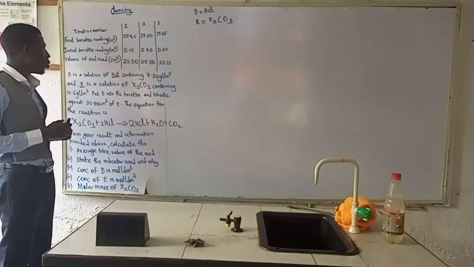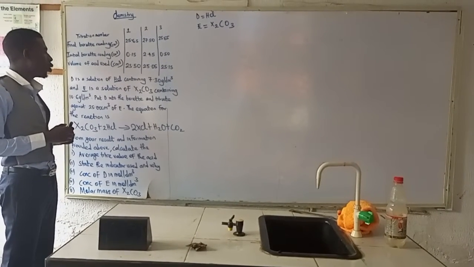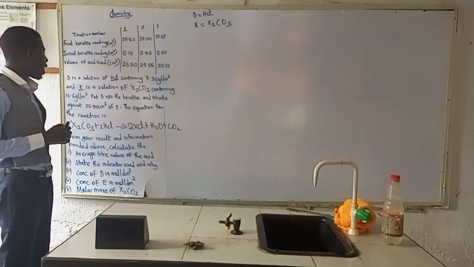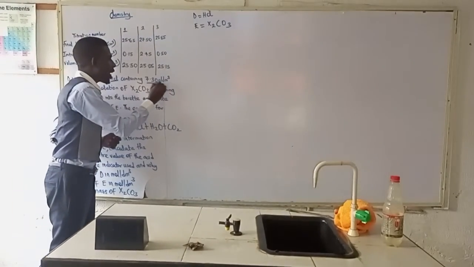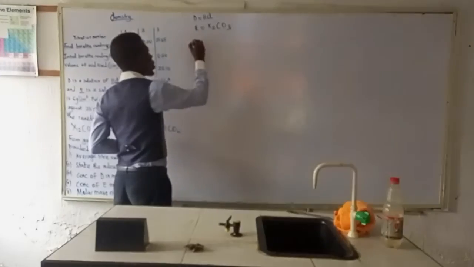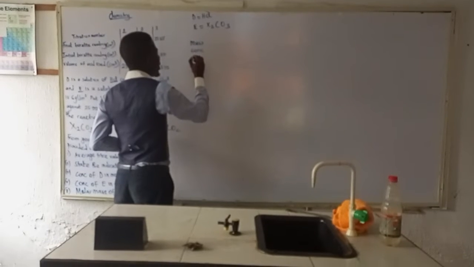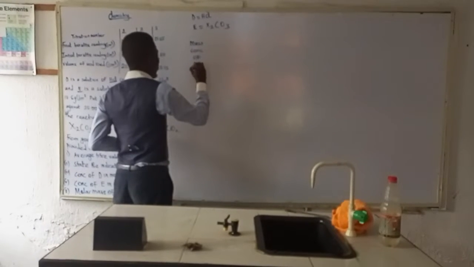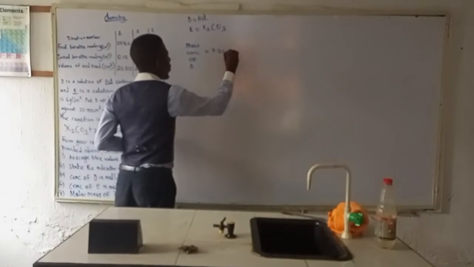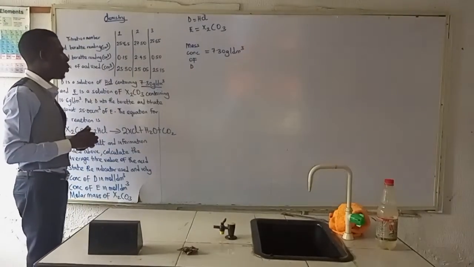In this particular question, they gave us the information. They said D is a solution of HCl containing 7.30 gram per dm cube. Automatically, they've given us the what? Mass concentration of D. In this particular question, the first thing you will do is to state your parameters. Mass concentration of D has been provided, which is 7.30 gram per dm cube.